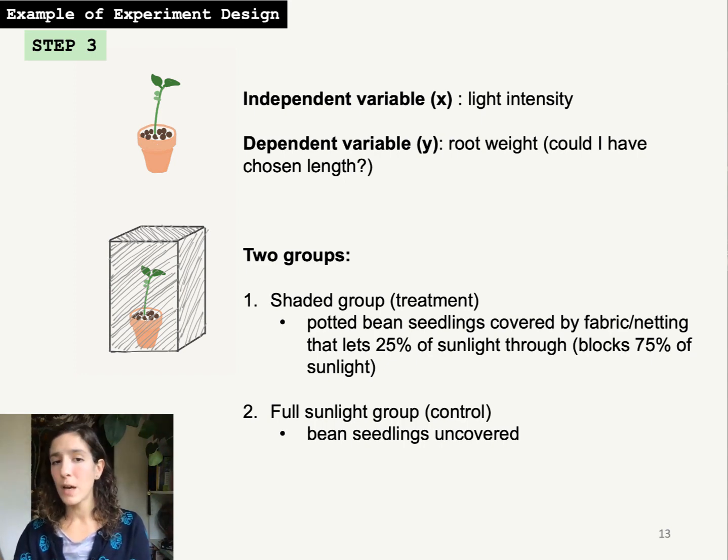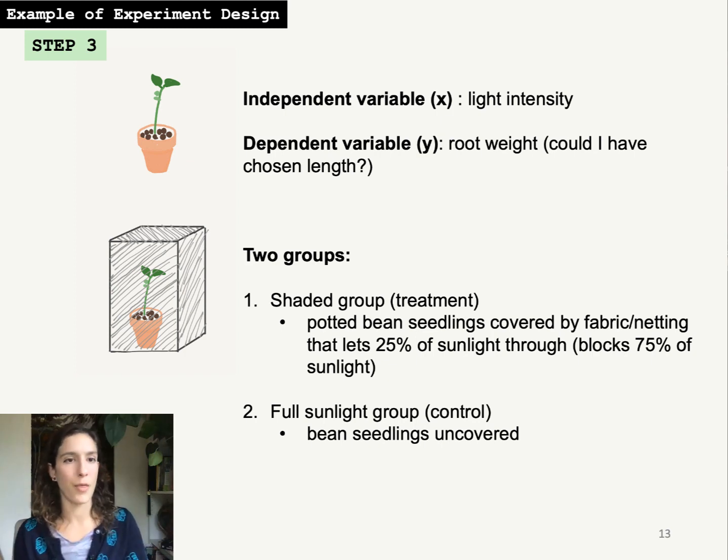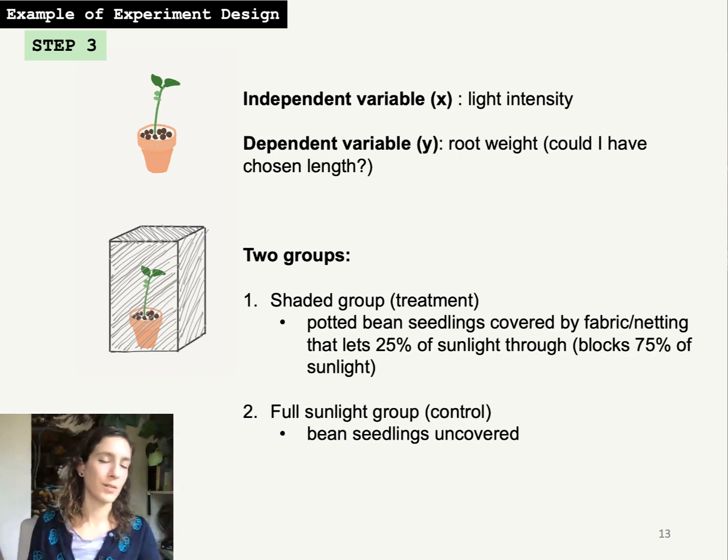Also, I could have had more than 2 groups here. Imagine a scenario where I have 10 different groups, and in one group, there's no covering. In the next group, there's 10% of the sunlight blocked. The next group, there's 20% of the sunlight blocked, and then 30% of the sunlight blocked, all the way up to 90% of the sunlight blocked or something. Could have done that. For simplicity's sake, I decided to go with 2 groups.